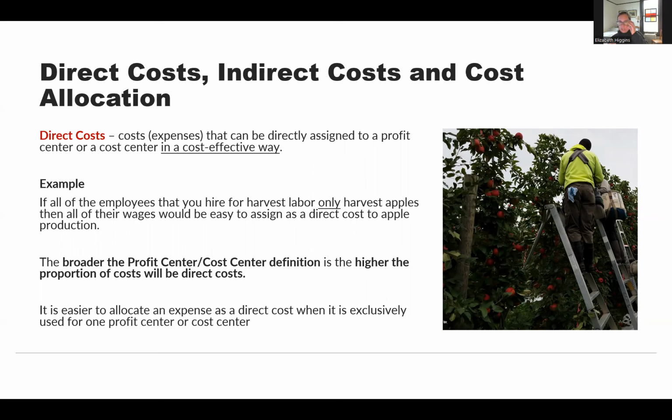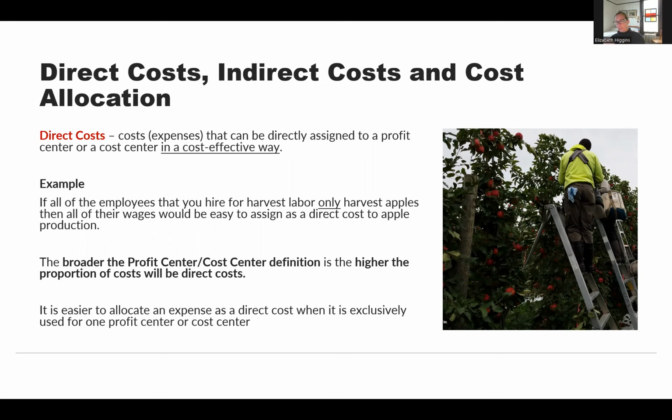And when I say that, if the employees on your farm that you hire to harvest only harvest apples, then all of their wages are easy to assign as a direct cost to apple production. So you're directly saying all of these costs go to apple production, and I'm putting them all there. As you can see, the broader your profit center and cost center definition is, the more of your costs are direct costs. If you just say my profit center is my farm, then all of the costs are directly associated with farm production. You don't have to allocate anything.